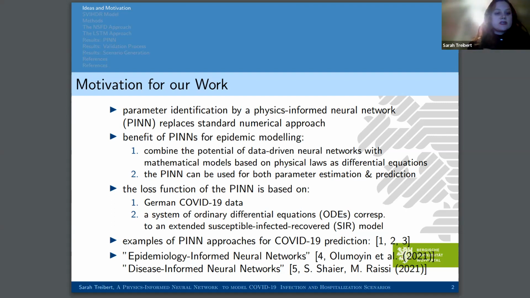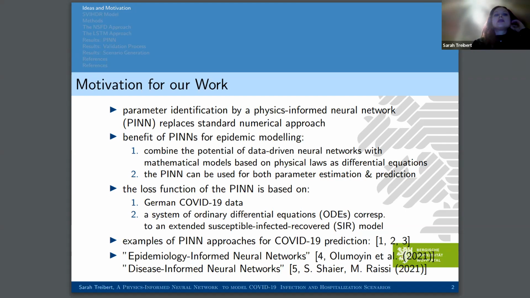Regarding the loss function, our PINN combines a data and a residual loss. In our case, the data loss is based on German COVID-19 data, which I will give some more details on later. And the residual loss is based on a system of ordinary differential equations corresponding to an extended SIR epidemiological model.